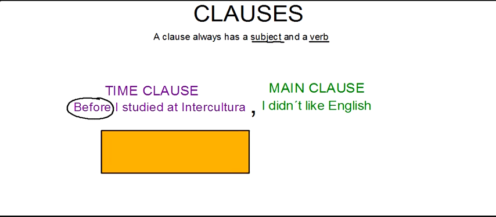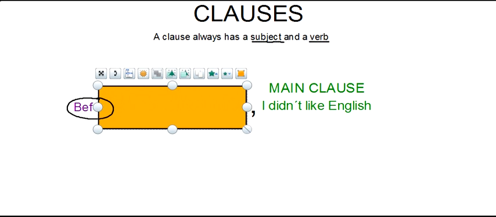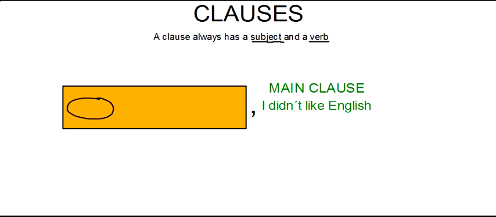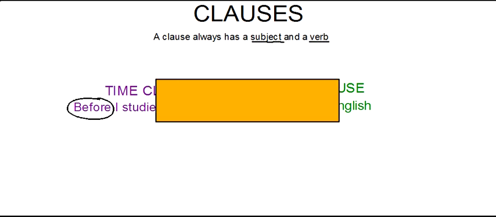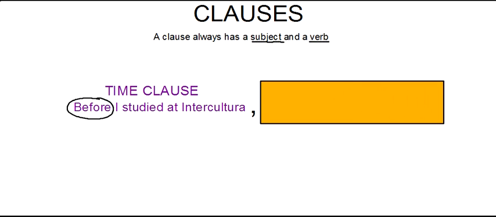Well, the reason is, if I cover this up like this, and I just read this sentence, I didn't like English. I have a subject and I have a verb, and I don't need any more information for this sentence to make sense. So, for this reason, my main clause is very independent. It does not need any more information. It's very independent.